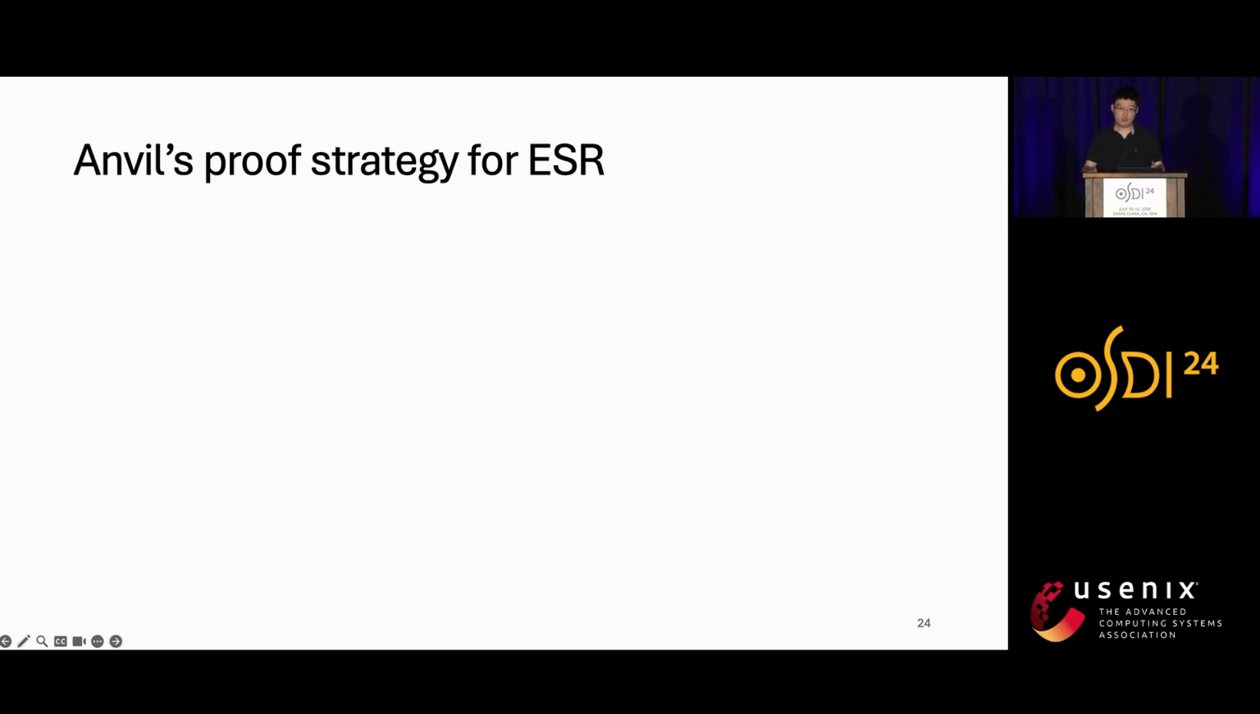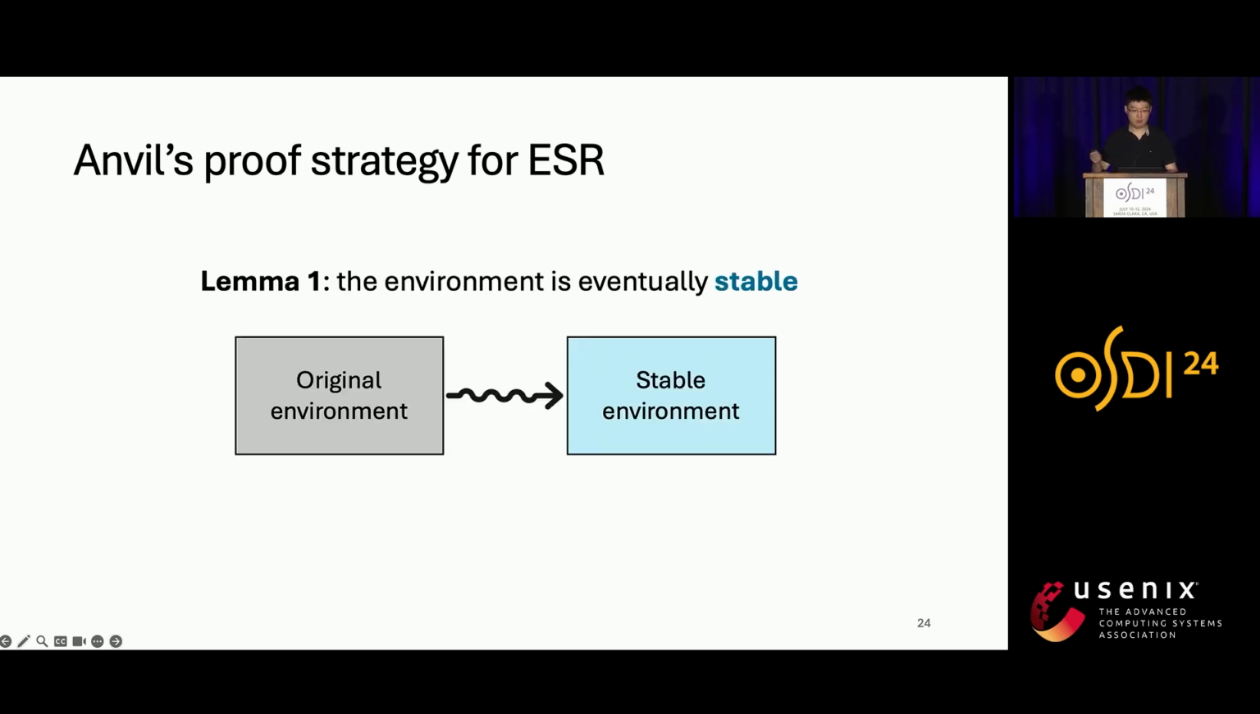So with the model and assumptions, we are ready to prove ESR, and Anvil provides a general proof strategy for developers to structure their ESR proof. This proof strategy basically decomposes the ESR proof into two major lemmas. The first lemma says that the environment is eventually stable. Here, stable means that the controller no longer crashes, and the desired state is fixed, and so on in this environment. This lemma is relatively easier to prove because it's mostly based on the assumptions I just mentioned, and it doesn't require complex reasoning on the controller implementation itself.